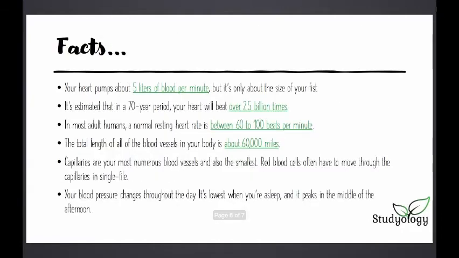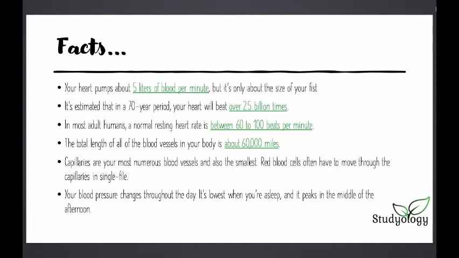So now let's have some fun. Let's learn some facts about the heart, or the circulatory system. Your heart pumps about 5 liters of blood per minute, but your heart is so small, it's just the size of your fist. Just imagine 5 liters of blood per minute. It pumps 5 liters of blood per minute, though its size is so small.